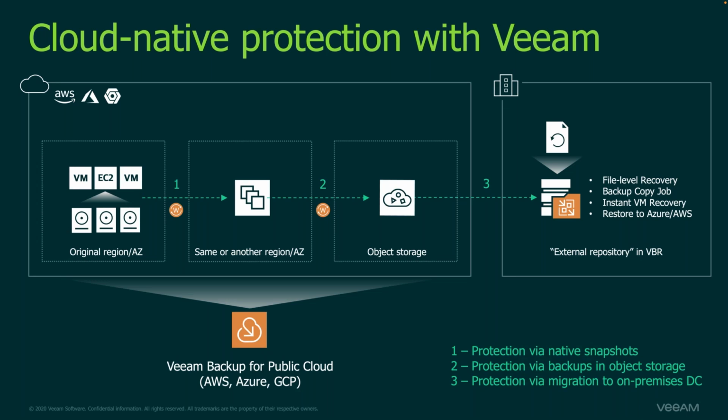And then the second layer of protection would be to extract the data and put it within the same cloud to the object storage. In case of Amazon, it would be AWS S3, which would grant you better protection, better durability, and better cost, especially if we're talking about long-term retention.